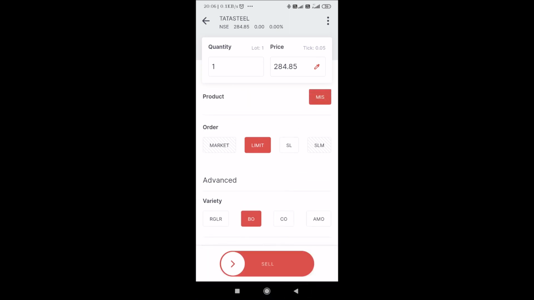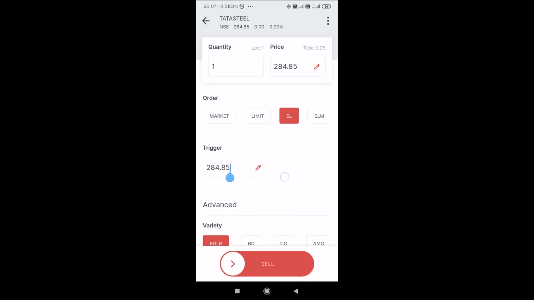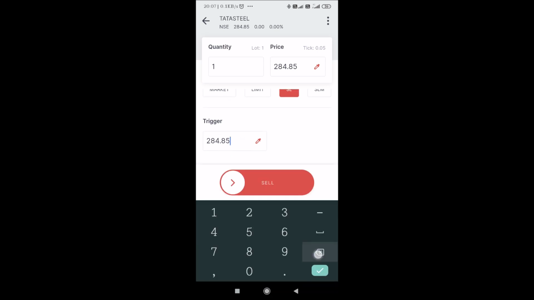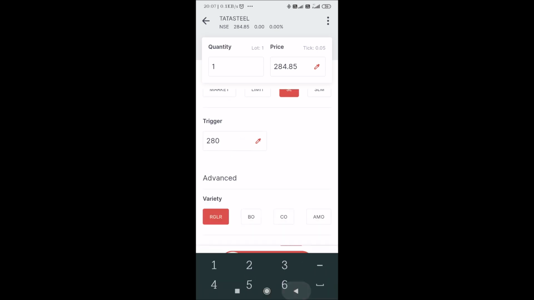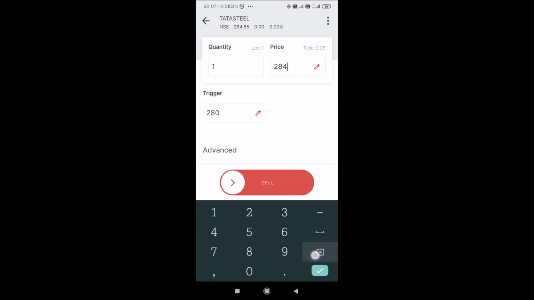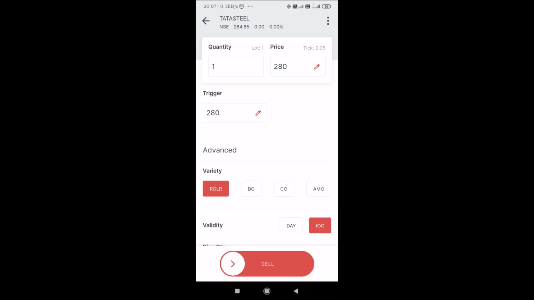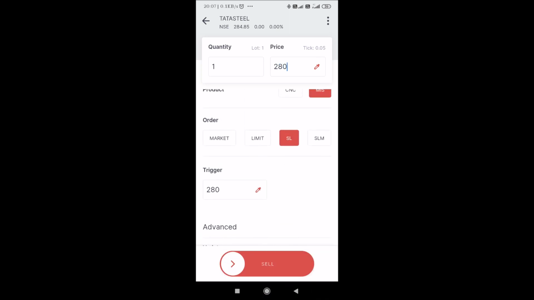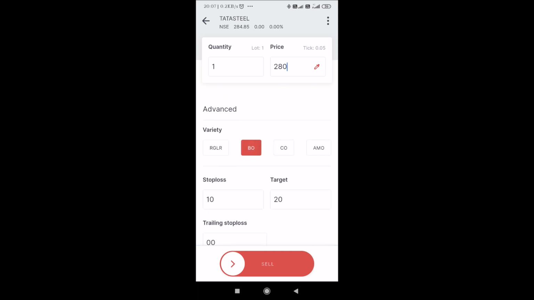Okay, so SL, you already know what an SL order is. If you want to place an SL order, firstly, do not think that a bracket order has been selected. Try to select a regular SL order. So I want to place an SL order at 280, so my stop loss would get executed at the 280 level. You can also place a trigger. That is the trigger price, meaning at the trigger price I want the order to be sent for execution at 280. My Tata Steel position should get executed at about a 4 rupee loss if I'm buying at 284.85.